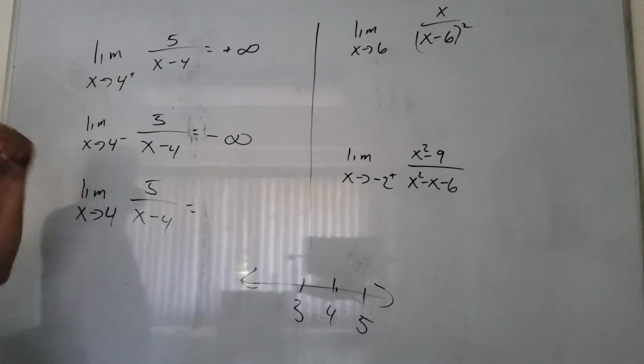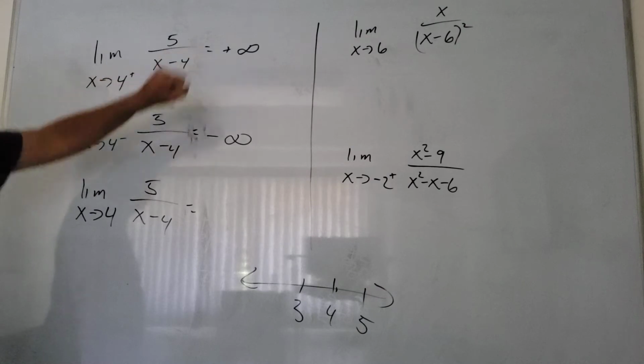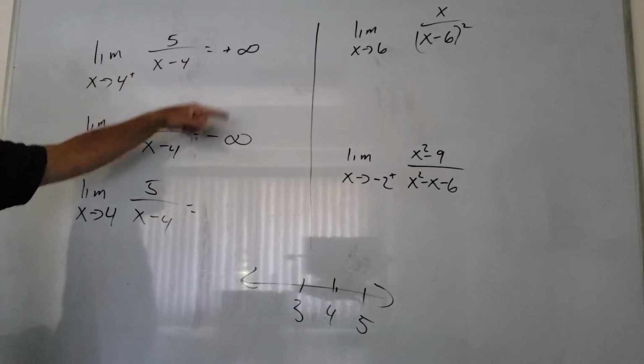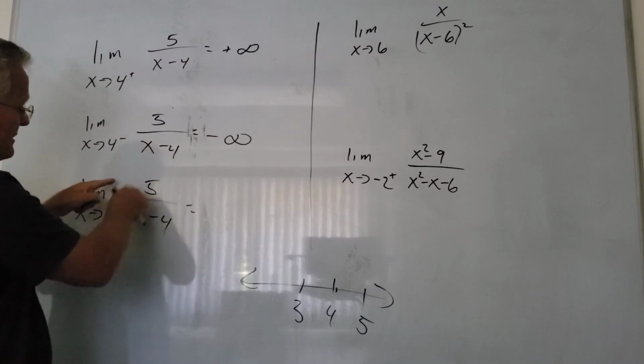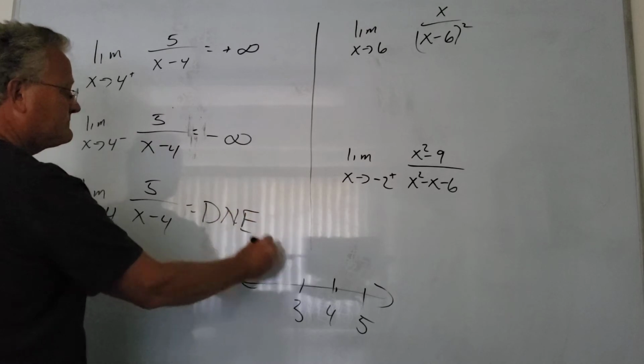Now, just like we did in the last video, the limit from the right is positive infinity. The limit from the left is negative infinity. These are not the same. So the limit of our function as we approach 4 does not exist.